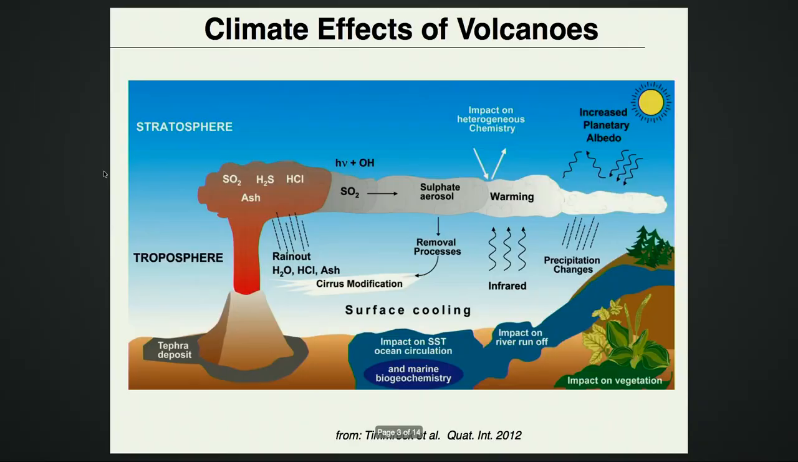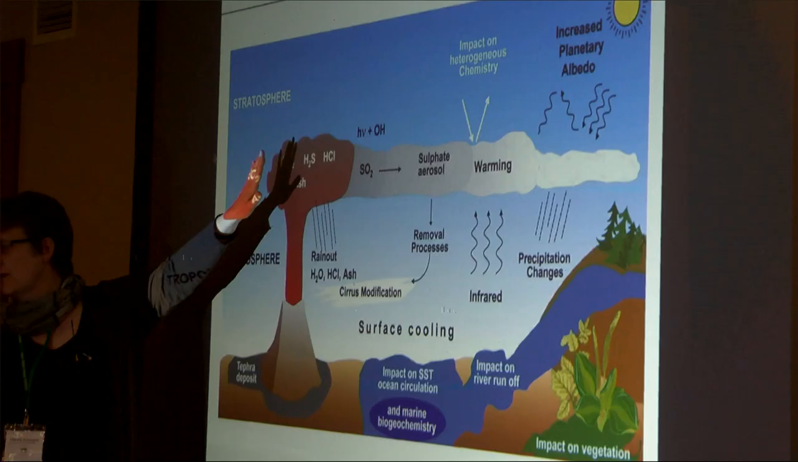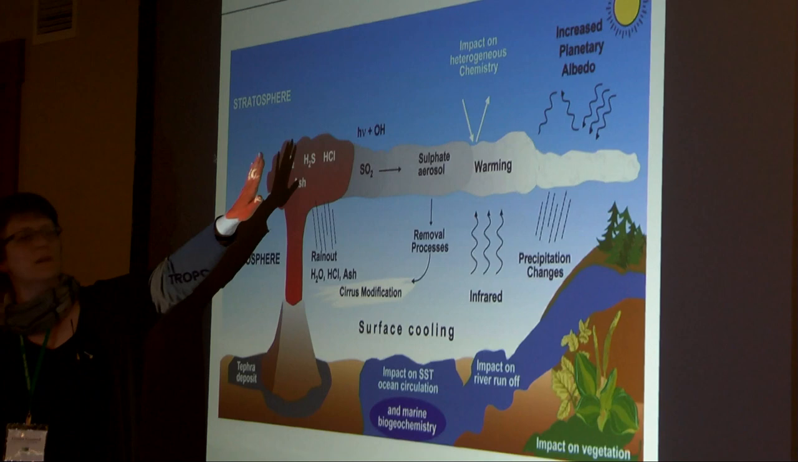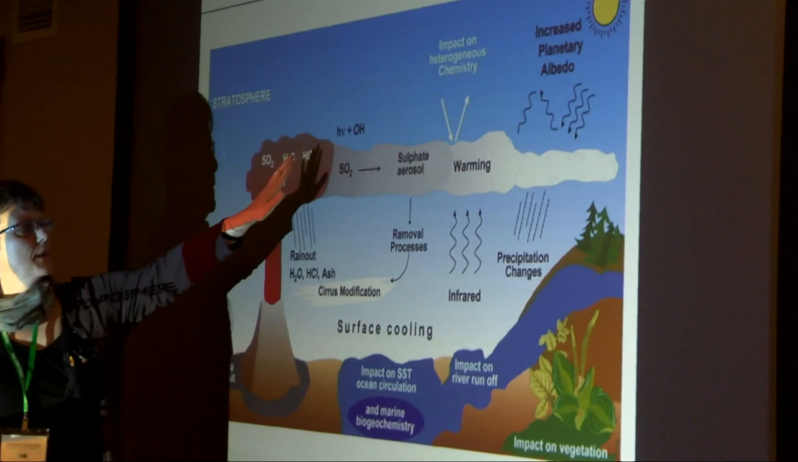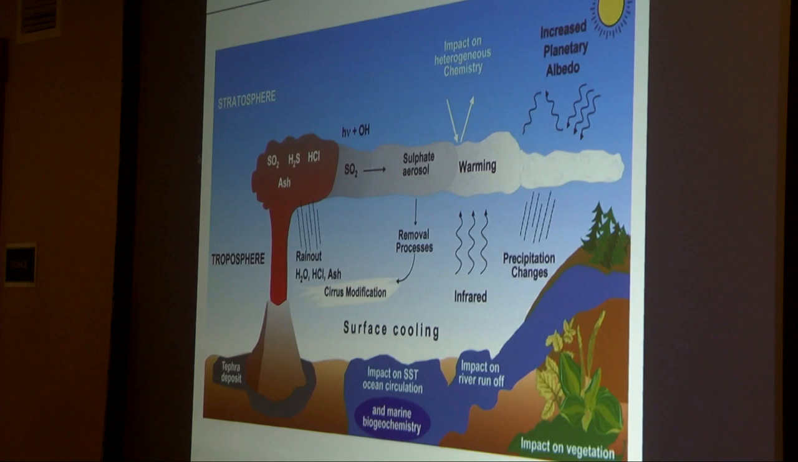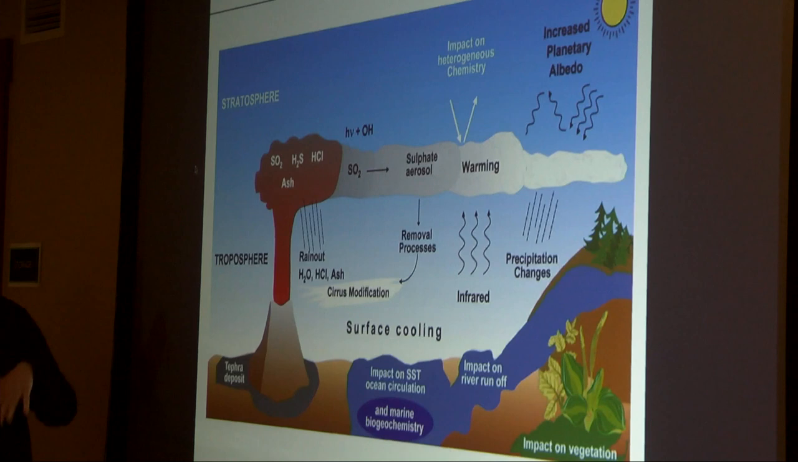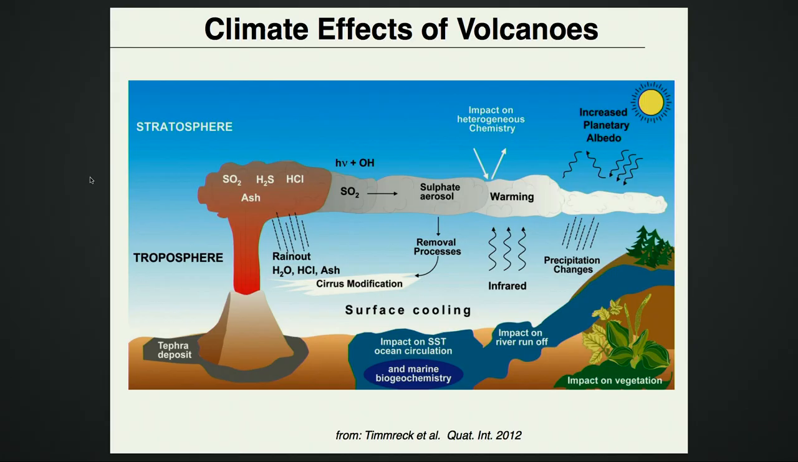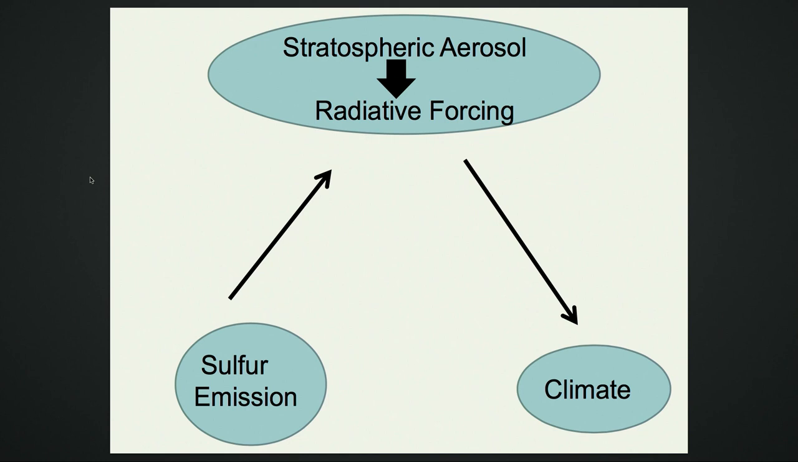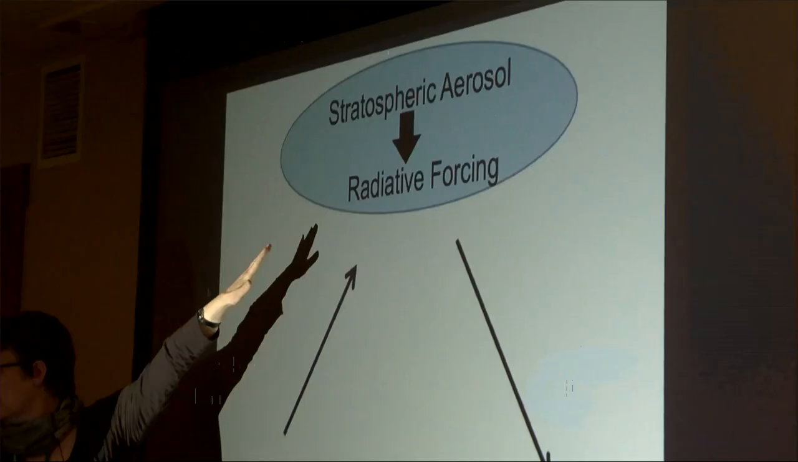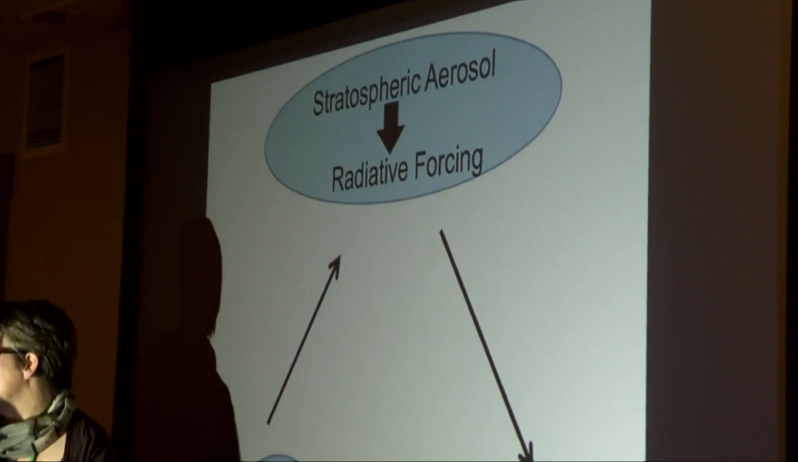Okay, looking at the climate effects, I don't want to go into detail; you will probably see it a little bit more. But what I would like to point out is that the volcano emits sulfur into the stratosphere, and then it is transformed into sulfate aerosol. These are the particles which interact with radiation, leading to the aerosol radiative forcing, and this will have an impact on climate, on the different compartments of our Earth system. To put it more schematically, we have the sulfur emission, which is transformed into stratospheric aerosol, which gives us a radiative forcing, and then the impact on climate.